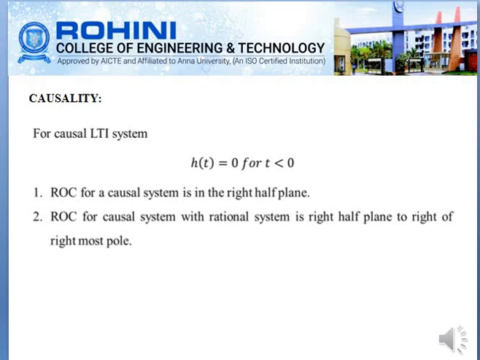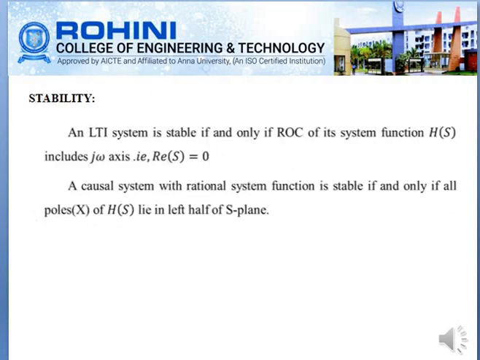Causality: for a causal LTI system, h(t) is 0 for t less than 0. The ROC of a causal system is a right half plane. The ROC for a causal system with a rational system function is the right half plane to the right of the rightmost pole.